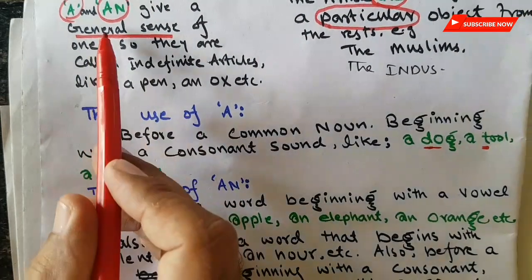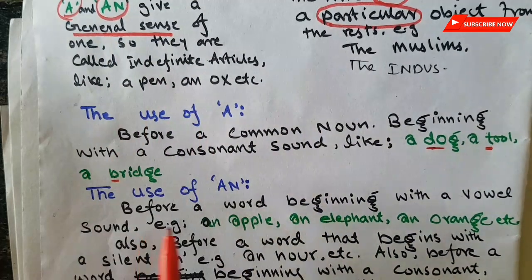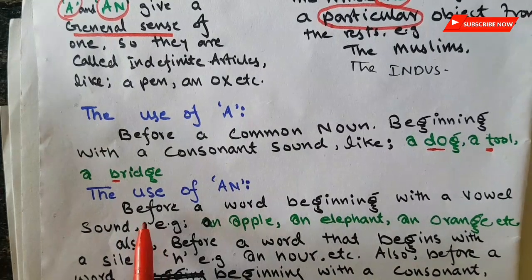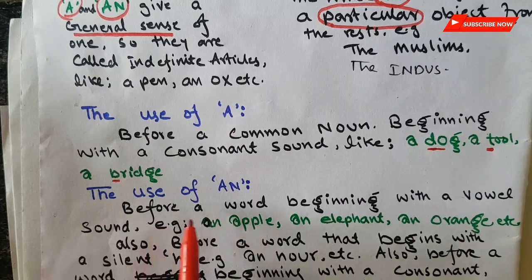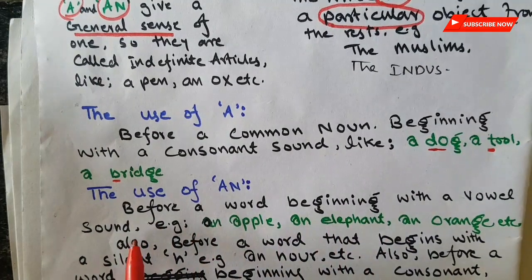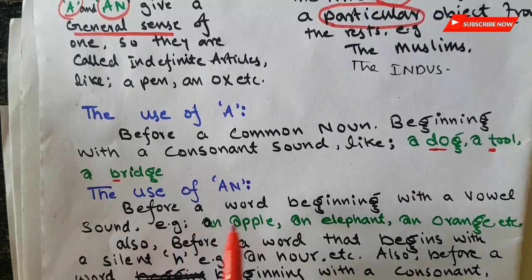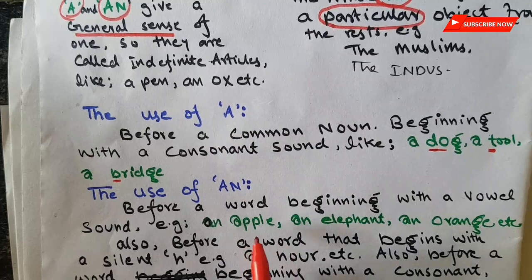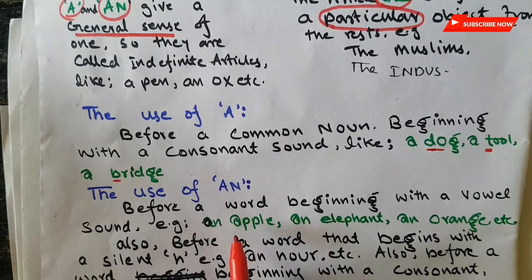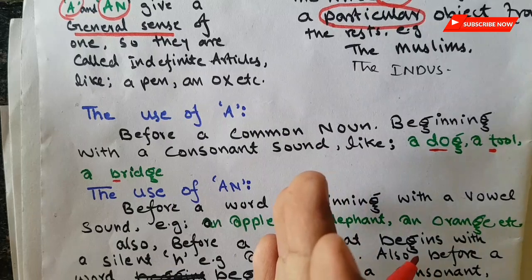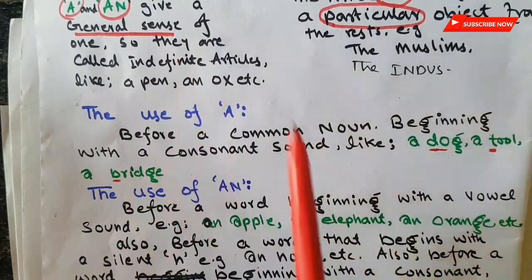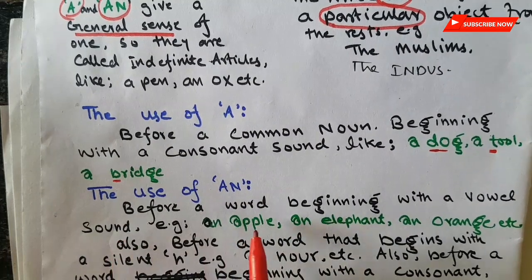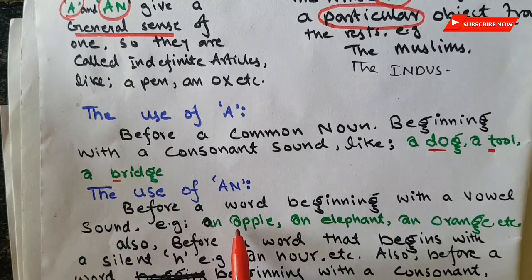The next one is the article AN. This is the indefinite article, and how can we use this in English grammar? I have written here that it can be used before a word beginning with a vowel sound. For example, an apple, an elephant, an orange, etc. It is clearly mentioned here that AN can be used for a general sense in English grammar, but here with a word which starts with a vowel sound, like apple, where A is a vowel.